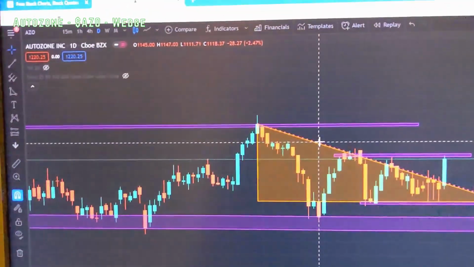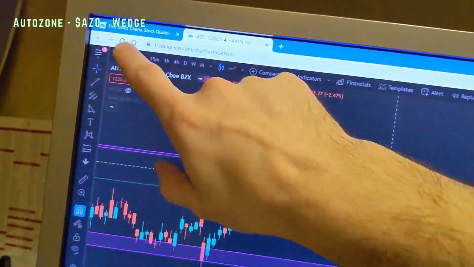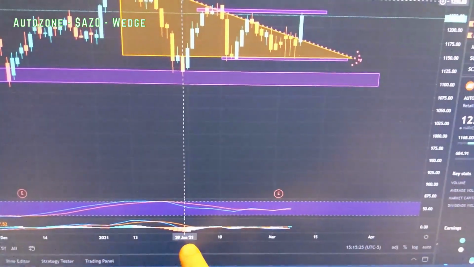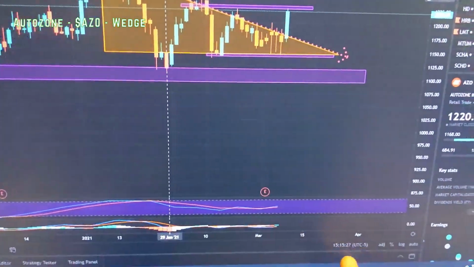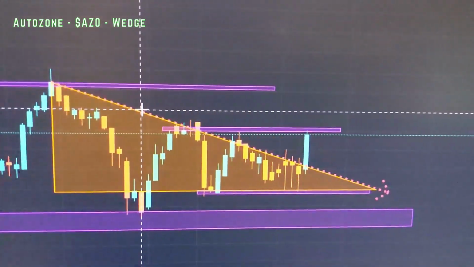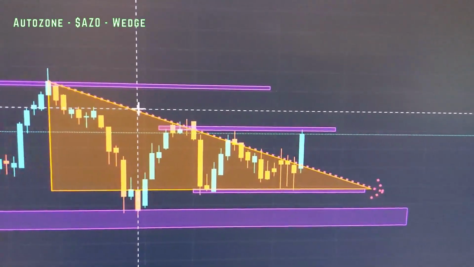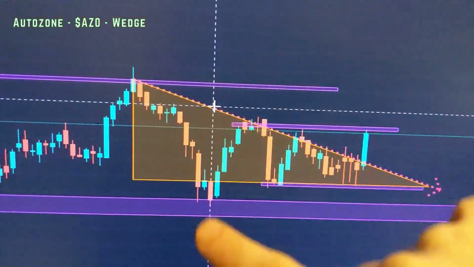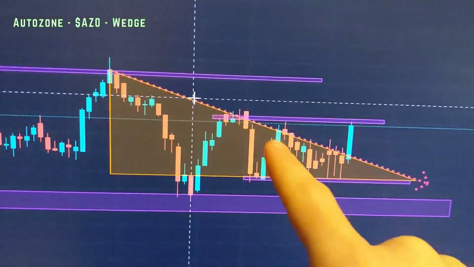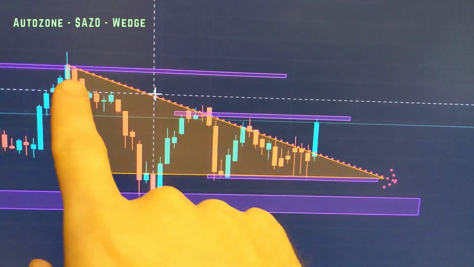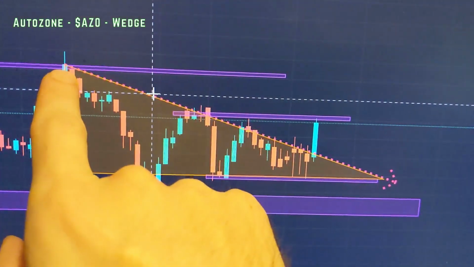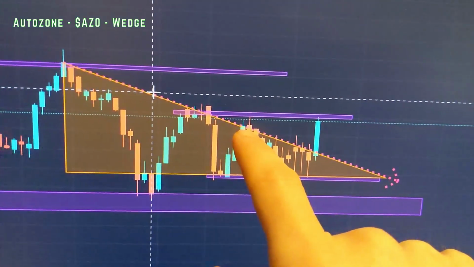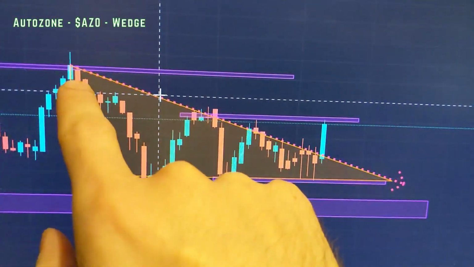Hey guys, so earlier we were talking about wedges, and I'm looking at Autozone here from 2021 January-ish to March-ish. And a wedge forms when you either have a downtrend in this case, or it could be an uptrend. But when that trend line, which has been showing strong, so in this case it was, I drew our point here, and then I drew our point here, right?